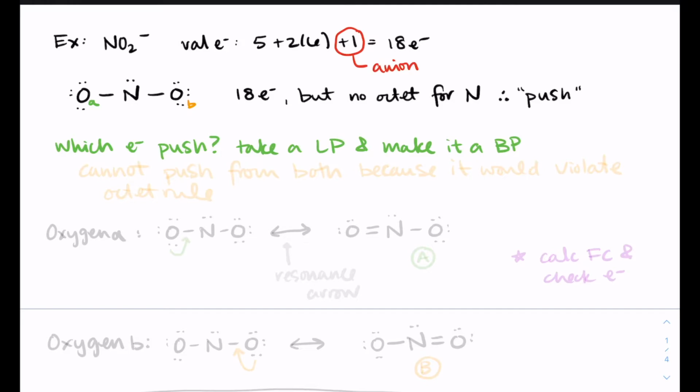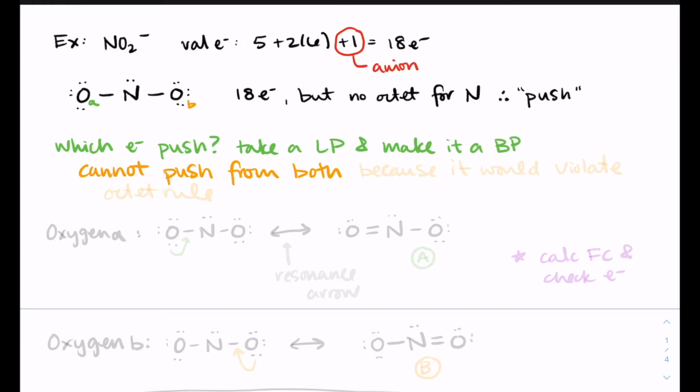So the question is, which electrons do we push? And what are we doing, and how do we decide what to do? When you push electrons to make these Lewis structures, you're going to take a lone pair and turn it into a bonding pair. So instead of letting oxygen keep all of those lone pairs, it's going to share them with nitrogen so that nitrogen can feel like it has an octet.